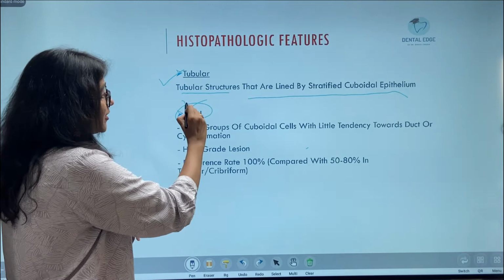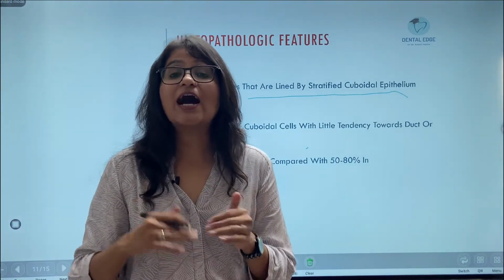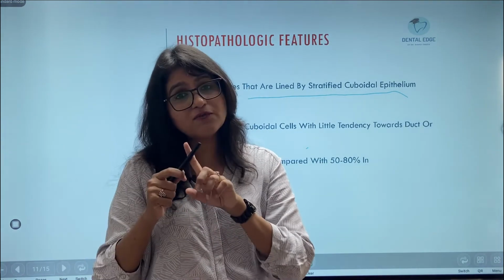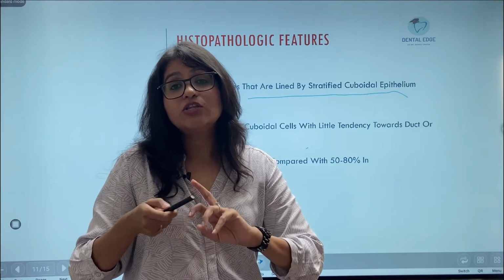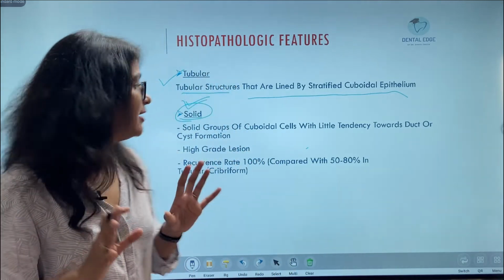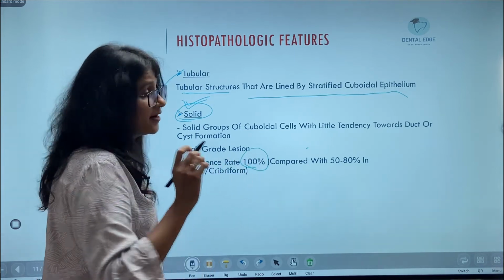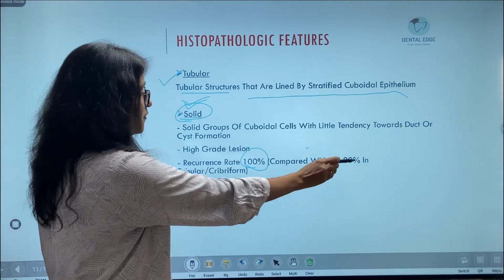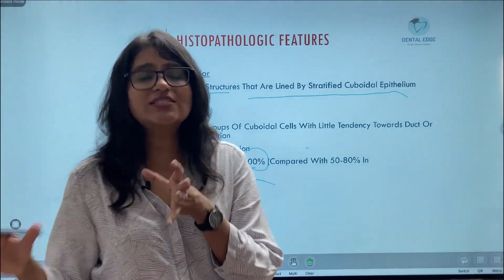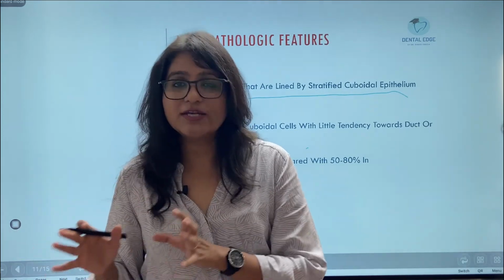Now remember that solid pattern, if you see this, it is a high grade lesion. It has high recurrence rate. The prognosis is very poor for the solid one. So the most common is cribriform, and the most aggressive, the one with the worst prognosis or highest recurrence, is the solid pattern. So high grade lesion, recurrence rate is 100%. That is, 100% it will recur, compared with 50 to 80% in the tubular or cribriform pattern. And the histologic subtyping is done on the basis of which pattern is most prominently present.